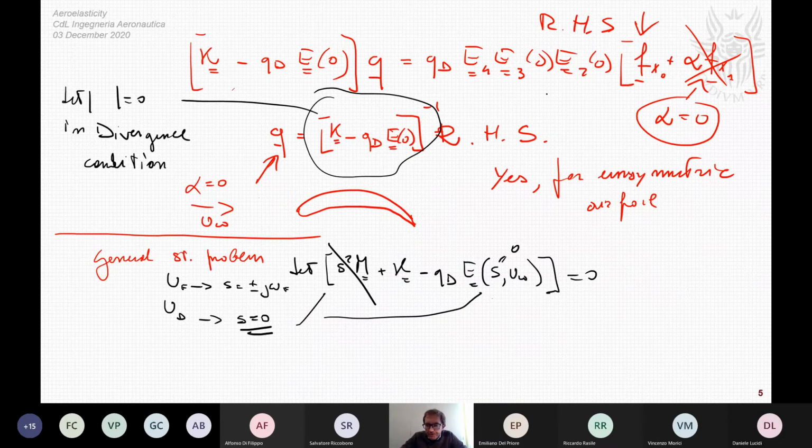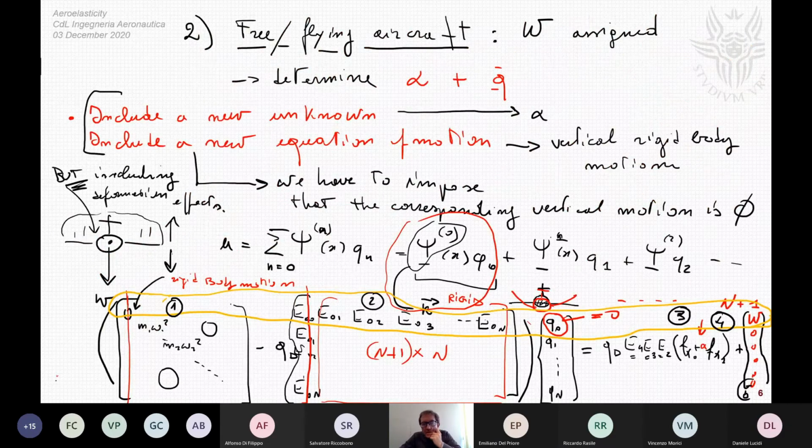So we have the same equation, but in this case we want to introduce also one more equation and one more unknown. The unknown is the angle of attack. The equation is the rigid body vertical equation of motion. Consider also that the modes of vibration are different in this case, because here we have the modes of vibration of the free structure and not of the constrained structure.